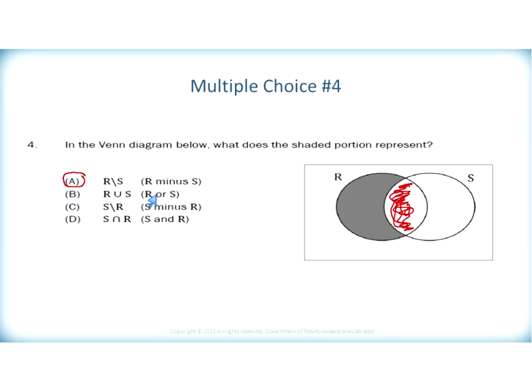R union S would be all of this. S union R would be all of this. S minus R will be this blue region right here. It'll be anything that's in S minus what's in R. So this blue region would be S minus R. And of course the intersect, S intersect R, would be the red overlapping region.